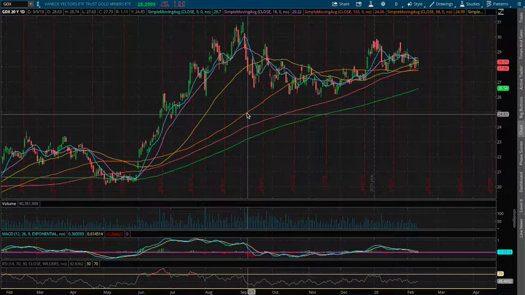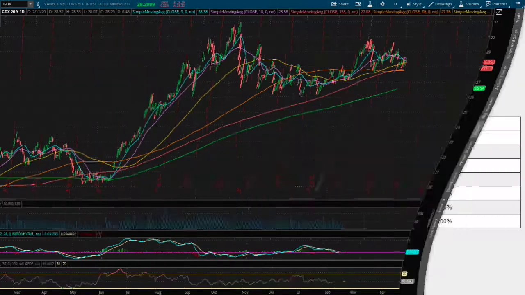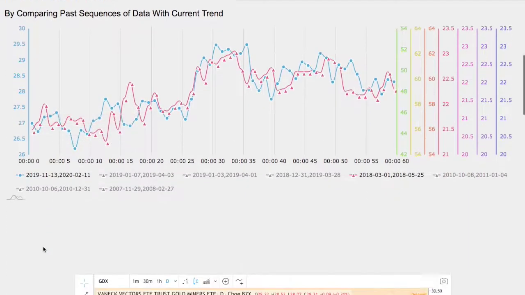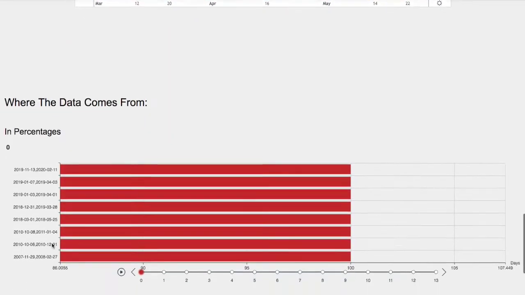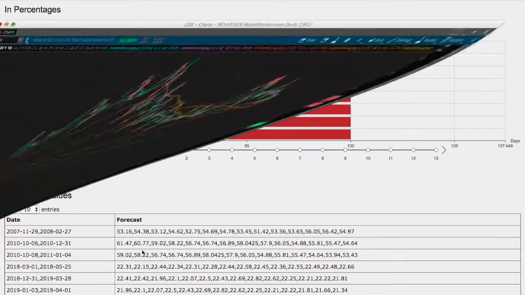Viewers, we'll be going over gold miners ETF, ticker symbol GDX. In this video, we'll be going over the day-by-day probability model, how we find the models, and where gold miners will head to in the next coming days. So back to the technical analysis.